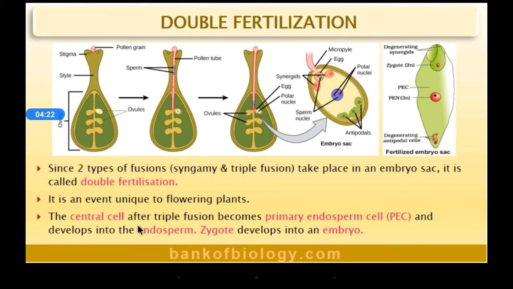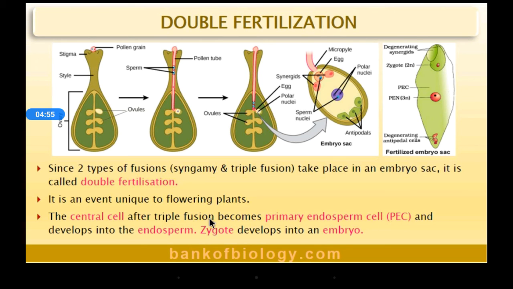The central cell after triple fusion becomes the primary endosperm cell. What is the main function of this primary endosperm cell? It provides nutrients to the growing embryo. The male gamete fused with the egg cell forms the diploid zygote, and the zygote further develops into the embryo. Whatever nutrients are required by that embryo will be provided by the primary endosperm cell. Clear?